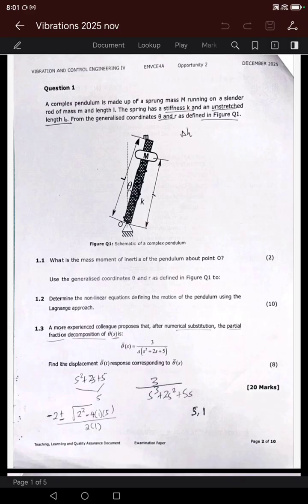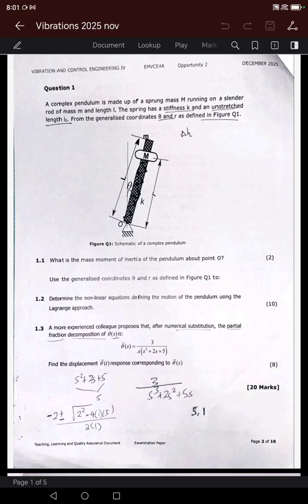And then 1.3, they say a more experienced colleague proposed that after numerical substitution, the partial fraction decomposition of theta of s is theta of s equals 3 over s into s squared plus 2s plus 5. And then they say find the displacement theta of t response corresponding to theta s. So we are given this numerical substitution, we're given this equation, and they want us to find the displacement. What we're going to do here is use partial fraction.